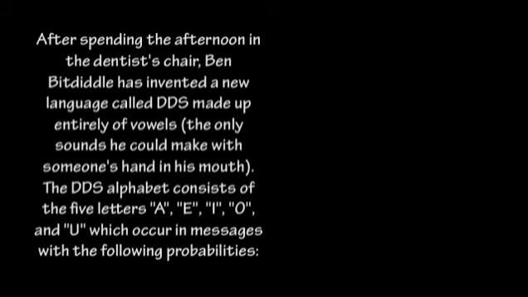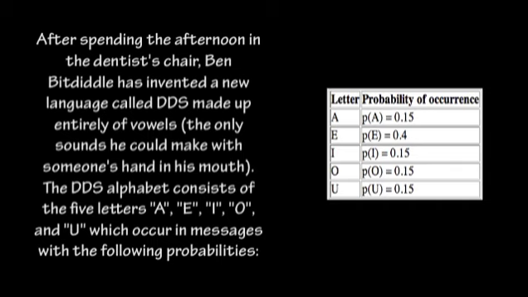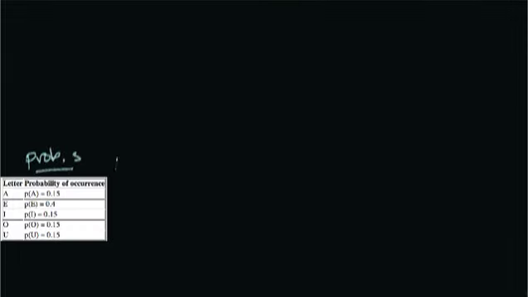The DDS alphabet consists of the 5 letters A, E, I, O, and U, which occur in messages with the following probabilities. And we'll leave these probabilities up in some form or another for the rest of working out this problem for your convenience. Here are those probabilities for you.